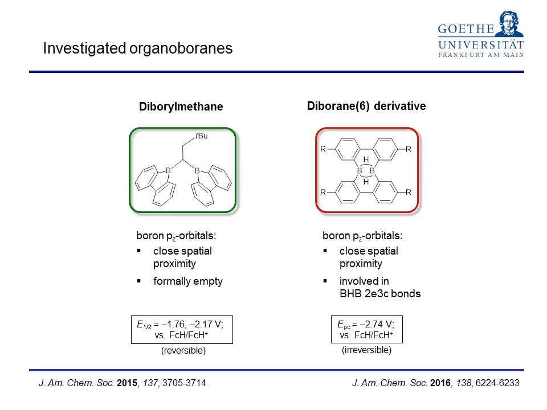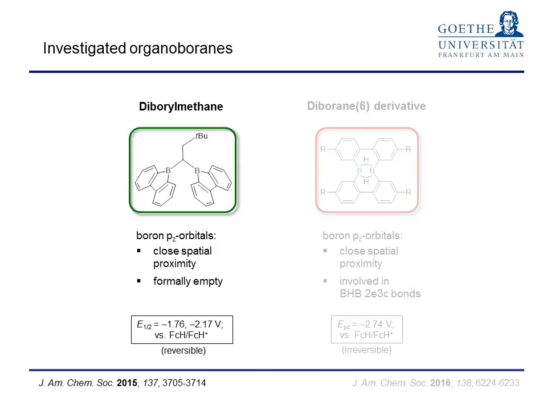In both molecules, the diboramethane and the diborane(6) derivative, the boron atoms are in close proximity. In the diboramethane, the pz orbitals are empty and electrochemical reduction happens reversibly at low to medium cathodic potentials versus ferrocene-ferrocenium. In contrast, in the diborane(6) derivative, the pz orbitals are involved in B-H-B 2-electron 3-center bonds. Without a low-lying unoccupied pz orbital, only one irreversible reduction event was recorded for the right molecule, which indicates structural changes during reduction.